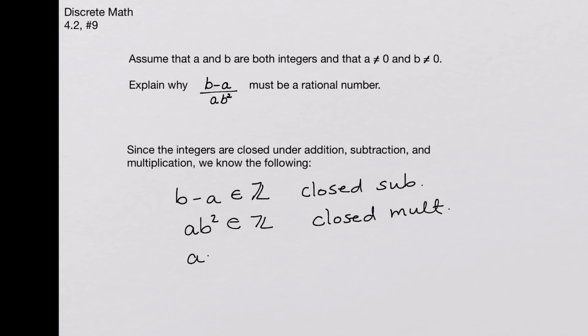And we can say that a times b squared is not equal to 0, since a is not equal to 0 and b is not equal to 0. Don't make that into one big a is not equal to b is not equal to 0, because we don't know if a and b are equal, and it really doesn't matter as long as neither of them are 0.